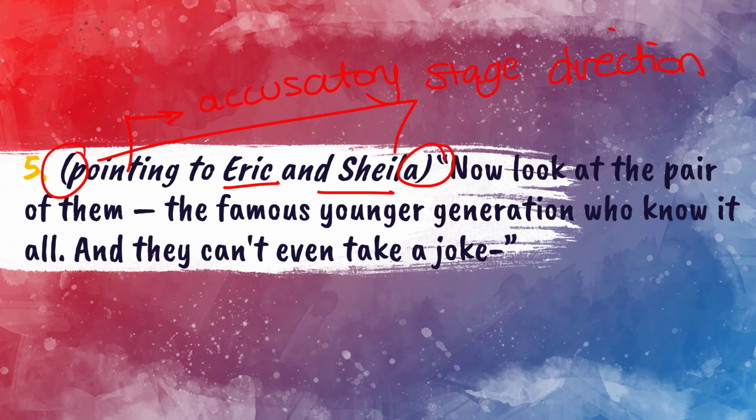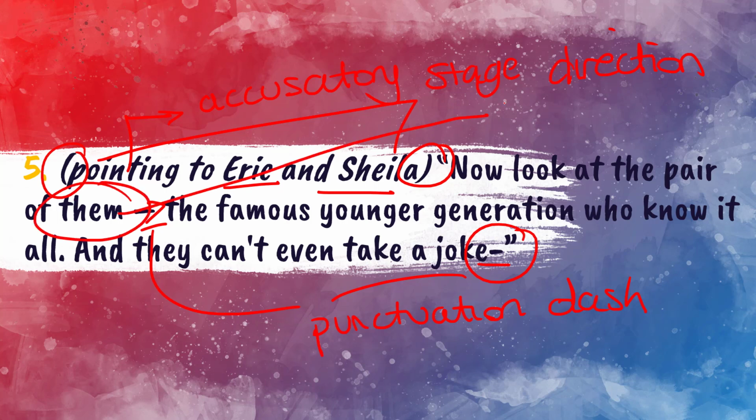"Now look at the pair of them, the famous younger generation who know it all, and they can't even take a joke." You've got dashes here, punctuation. So I'm going to put that punctuation of the dash, separating out his thoughts here. Again, it's almost like indicating them. Think of it almost as an arrow, and this looks like something else was about to be said and he's maybe interrupted.